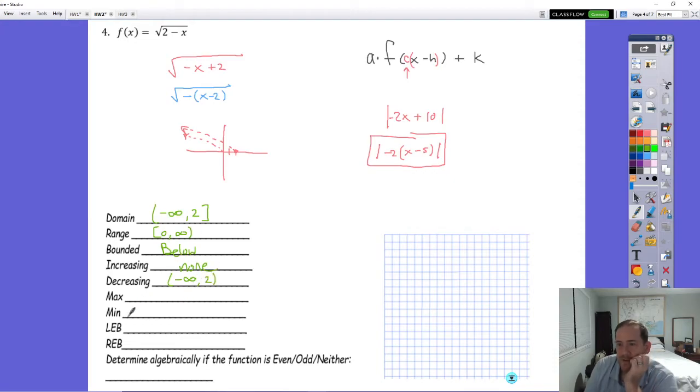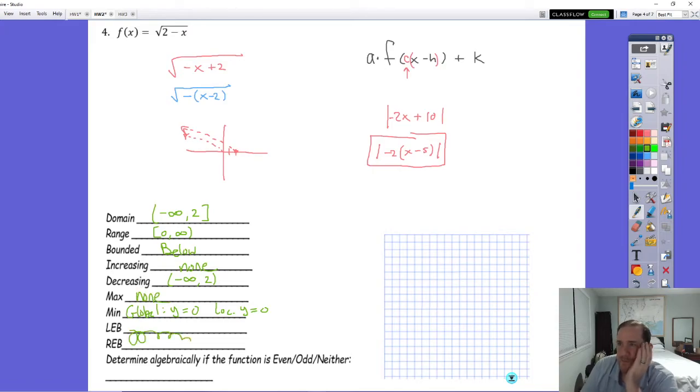It does have a min. Its global min, aka absolute min, is y equals 0. Which of course means it has a local min at y equals 0 as well. But there's no other points of interest. For maxes, we'll say none.